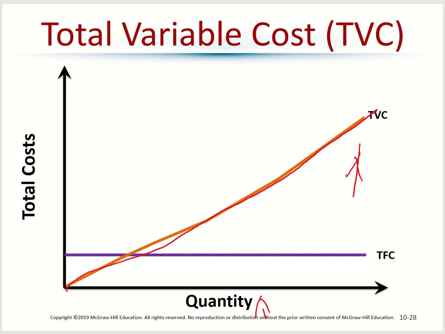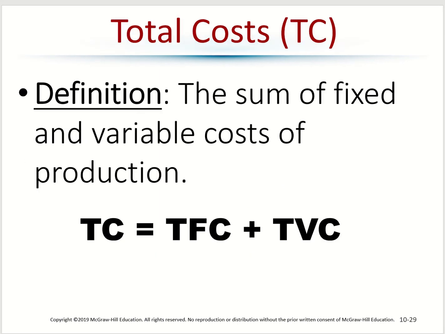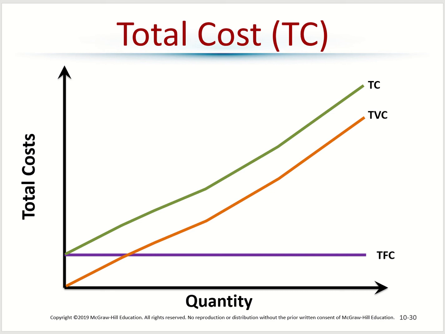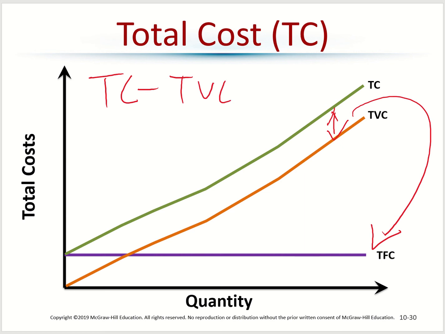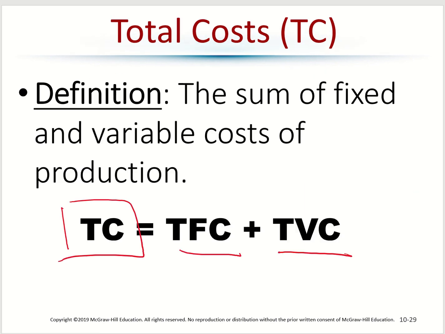Then lastly, our total cost. Total cost is the sum of your fixed cost and variable cost. That's your total cost. So if you graph your total cost, it's just above your total variable cost. And then the difference between your total cost and total variable cost, that's your total fixed cost. So total cost minus total variable cost is your total fixed cost. It's the same formula as the one you had before. Okay, so just put it another way.